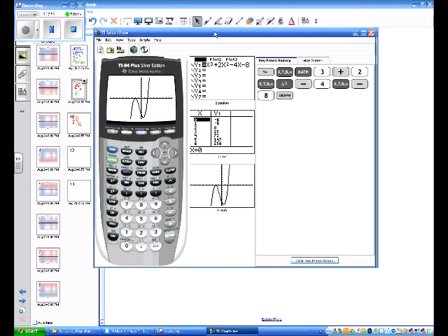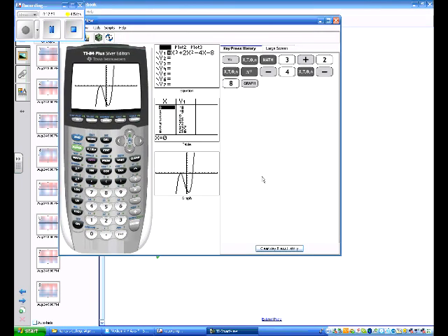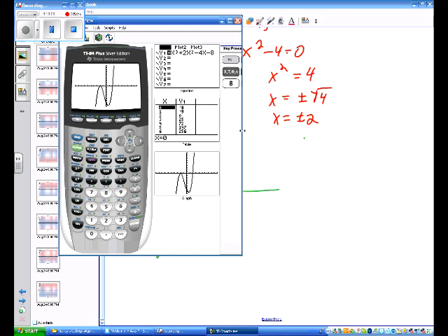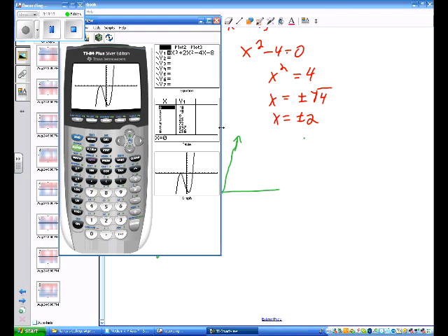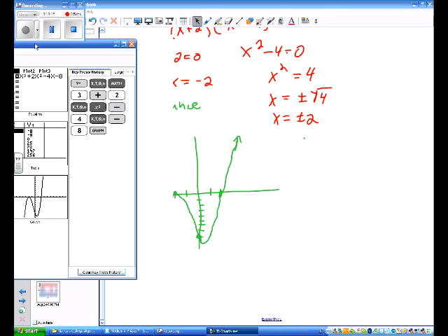So we can see that it's pretty close. We just need to resize this where we can see both of them. So you can see that our graphs are very similar.